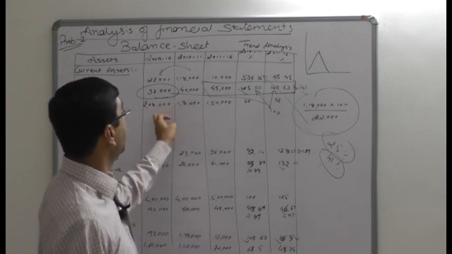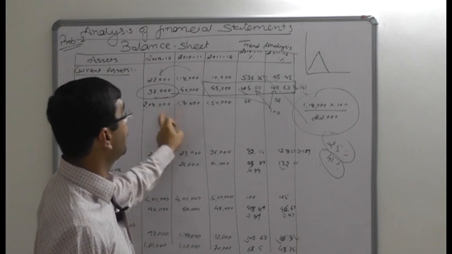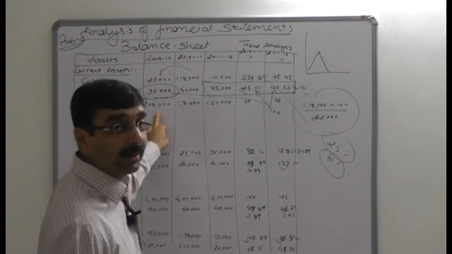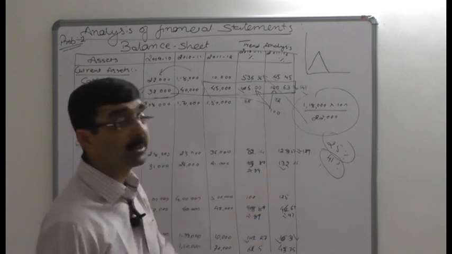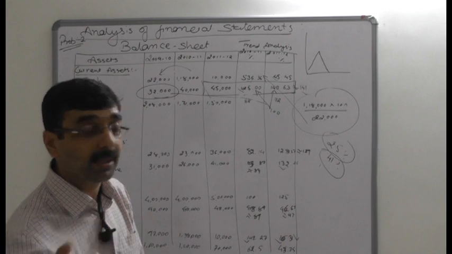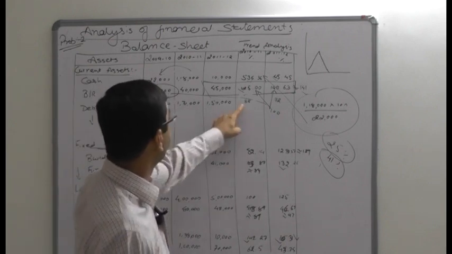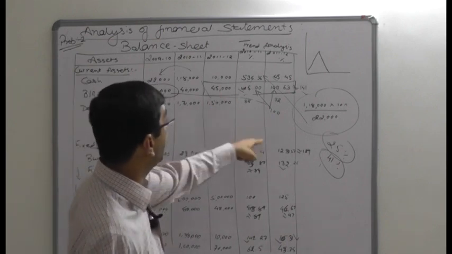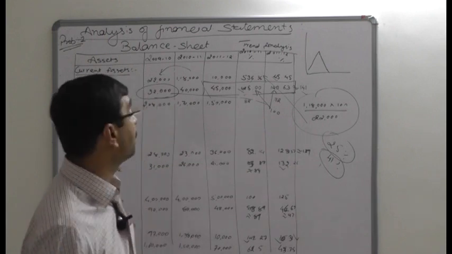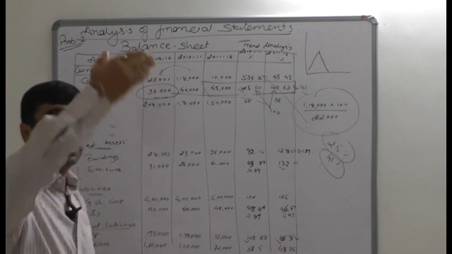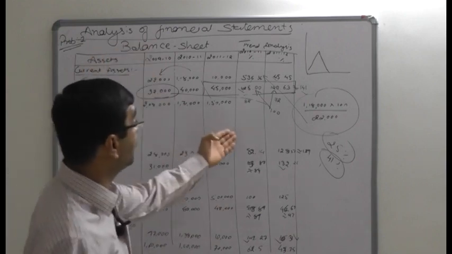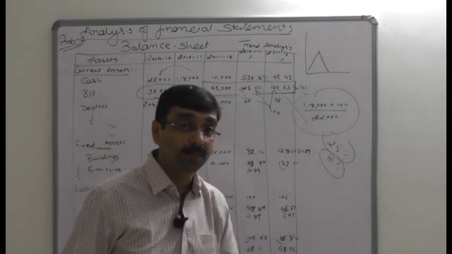In the case of debtors, you get the idea that the base year is 9-10, and as compared to 9-10, in 10-11 it decreased. The base is 100, but in 10-11 it decreased almost 18%. Again in 11-12 it decreased by another 10%, that means almost 28% below the base year. So debtors are decreasing, and the trend shows debtors are decreasing more.